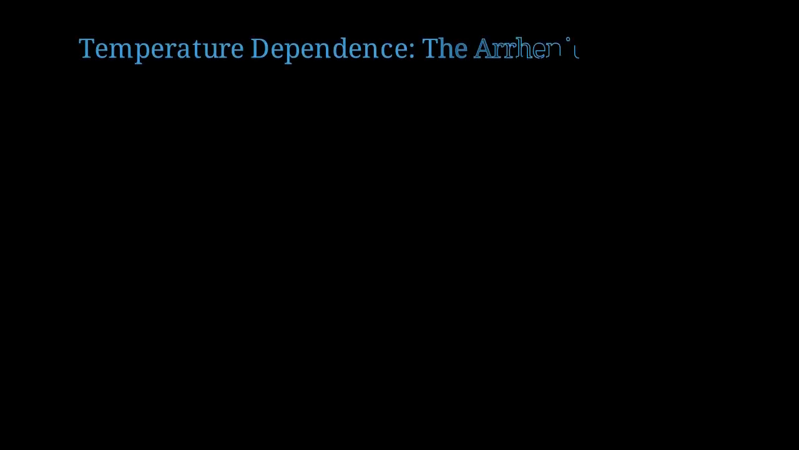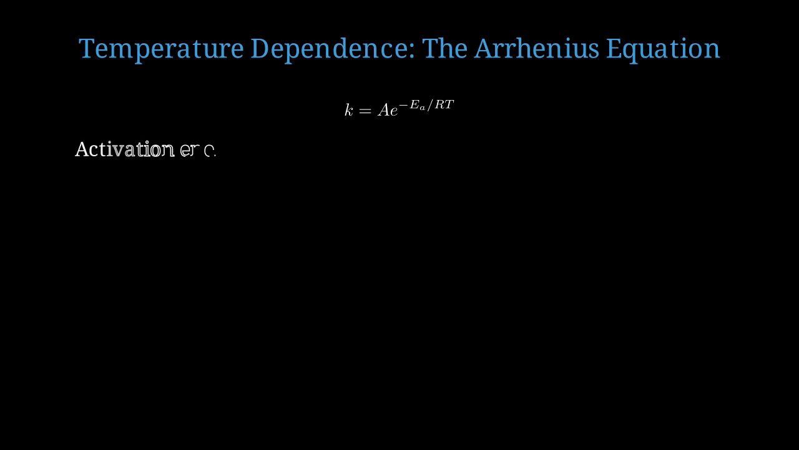Now let's talk about how temperature affects reaction rates. This is where the Arrhenius equation comes in. The Arrhenius equation states that k equals A times e to the negative Ea over RT, where A is the pre-exponential factor, Ea is the activation energy, R is the gas constant, and T is temperature in Kelvin. The activation energy represents the minimum energy barrier that molecules must overcome to react. It's like pushing a boulder over a hill.